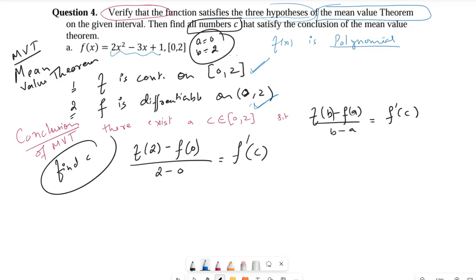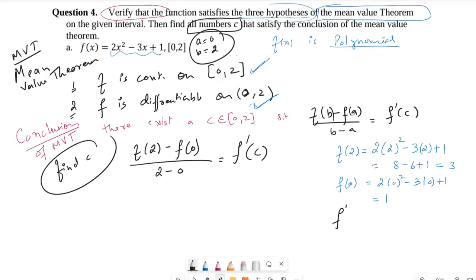Okay, let's figure this out first on the side. What is f of 2? f of 2 is 2 times 2 squared minus 3 times 2 plus 1. This is 8 minus 6 plus 1, which is 3. f of 0 would be 2 times 0 squared minus 3 times 0 plus 1, basically 1. And also, what is the derivative of the f function? That's 4x minus 3.